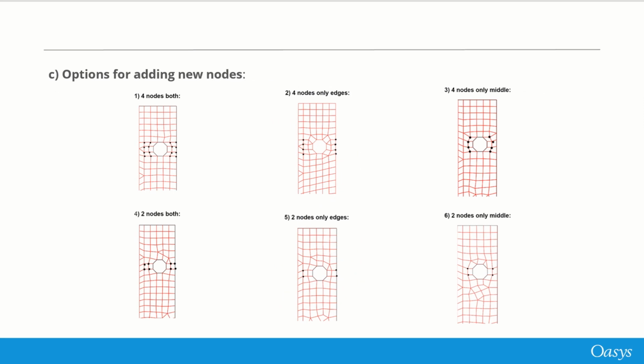The last sub-option is the options for adding new nodes. There are 6 options available through which the user can decide how many nodes should be added per spotweld and what their location should be. In this image, the nodes marked in black are the new nodes added by Primer when that particular option is used. This image also displays what the final mesh around the spotweld will look like when that option is used. Currently 4 nodes both is set as default in Primer, as we feel that produces the best result for most of the cases. But if users wish to, they can change the option from the available drop down.